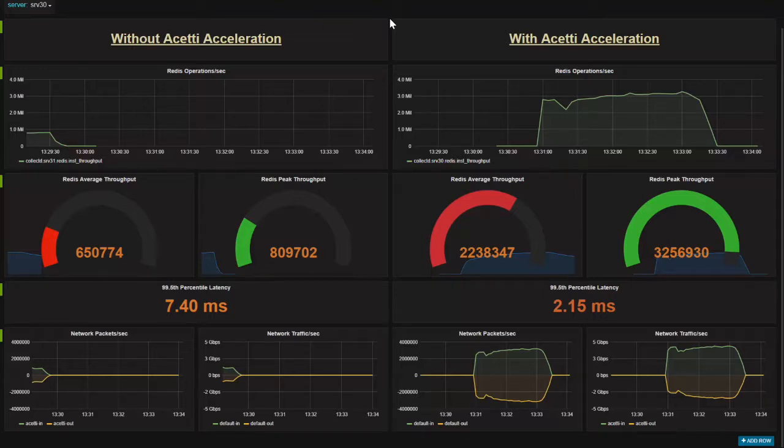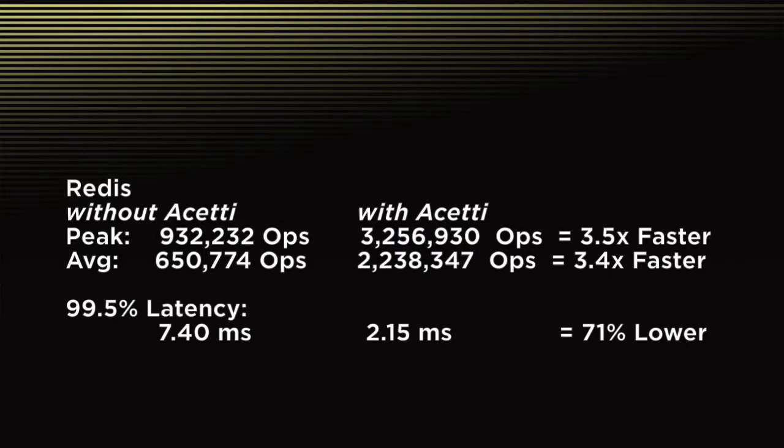So with no hardware, operating system, or application changes, Acetti was able to increase Redis throughput by more than 300% and reduce latency by 2/3.